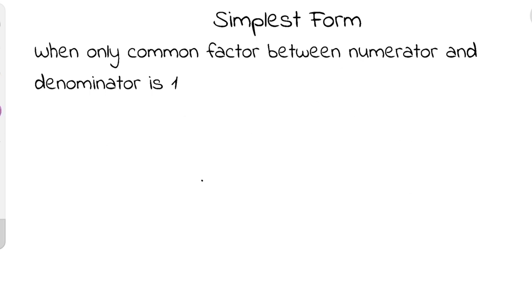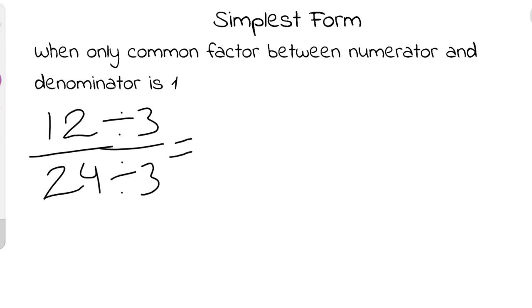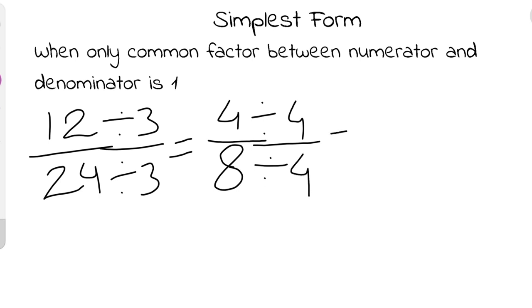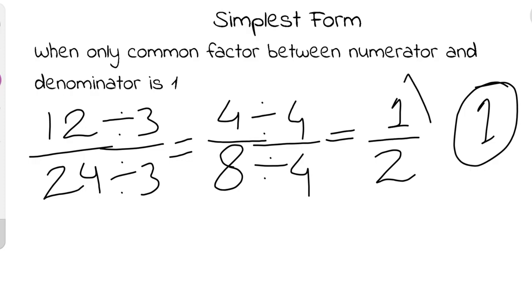Let's take another example. For example, 12 upon 24. Here I have taken the common factor 3. So 12 divided by 3 will bring us 4 and 24 divided by 3 will give you 8. Now the common factors between 4 and 8 are 2 and 4. So if you take the highest common factor, that is 4, then divide 4 by 4 and 8 also by 4. The result will be 1 by 2. Now 1 and 2 do not have any common factor other than 1. So 1 and 2 are in the simplest form. I hope this is clear to you all.